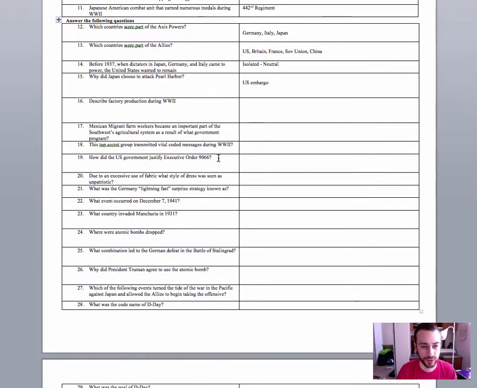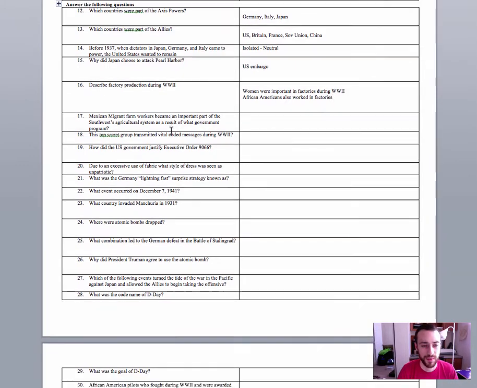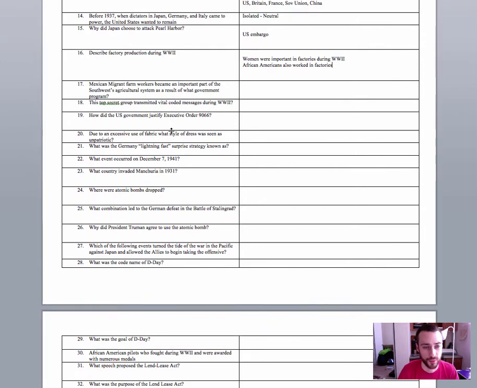Describe factory production during World War II. We also talked about this a lot. Just put women. Women were important in factories during World War II. That's fine. You could also put many African Americans also worked in factories.